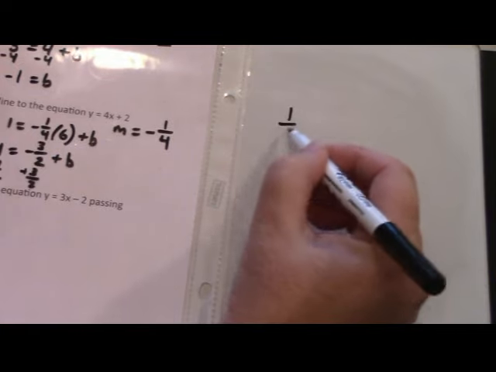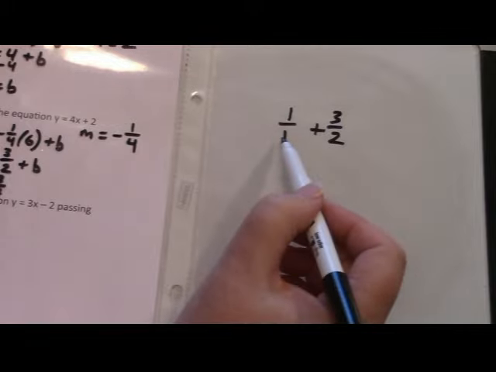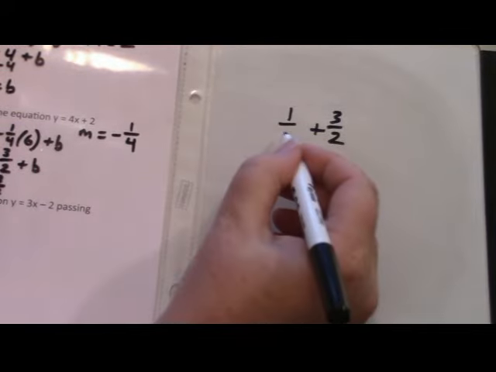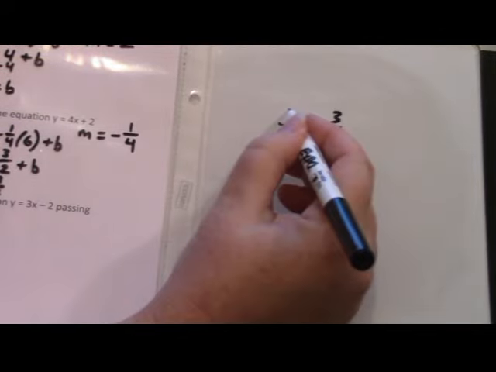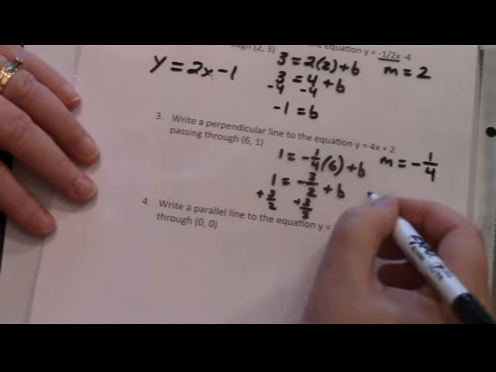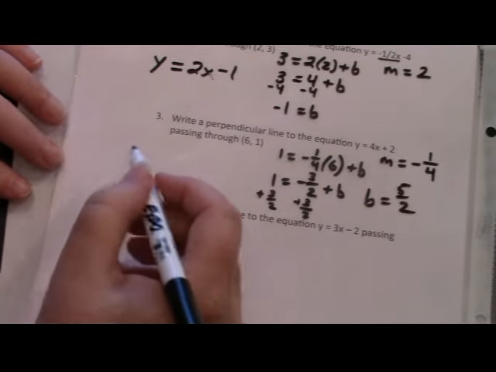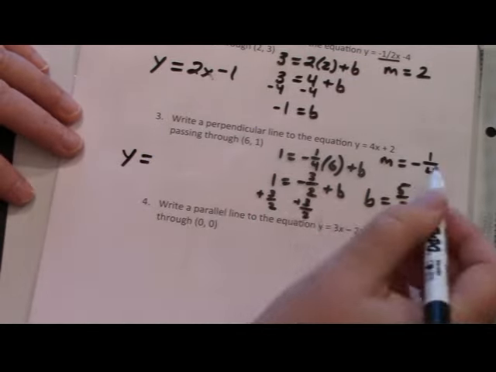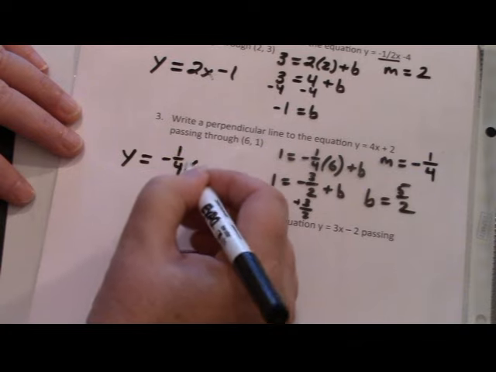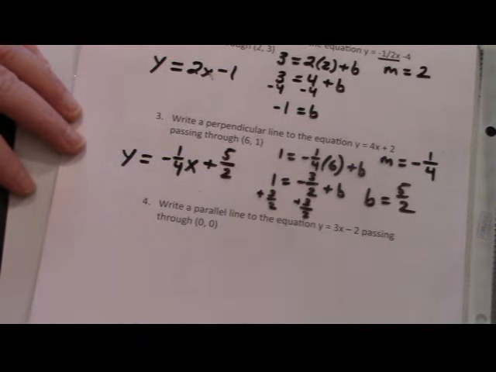We're going to add 1 plus 3/2. Oh my goodness. I have to change this to what? I have to have a common denominator. So let's make it 2. Now I can add 5/2. So b equals 5/2. What's my new equation going to be? y equals new slope, negative 1/4 x, and our new value for b, positive 5/2.